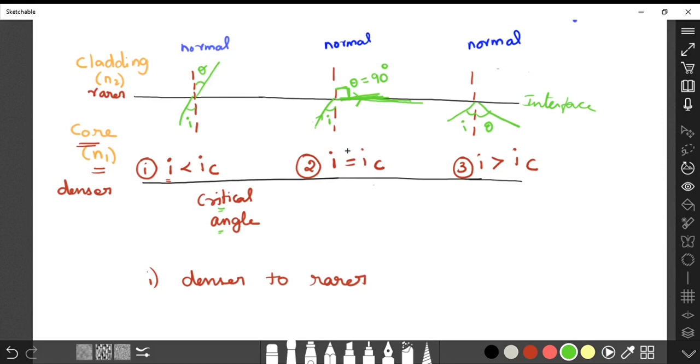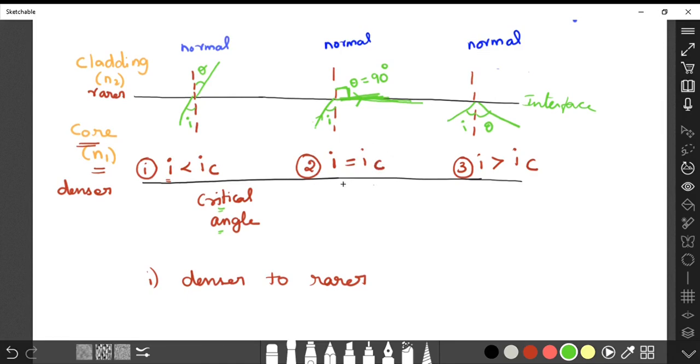Once again I will repeat: for a particular angle of incidence, the angle of refraction will be 90 degrees. That means the light travels along the interface between core and cladding. That particular angle of incidence is called the critical angle. So now you have the idea about the critical angle.